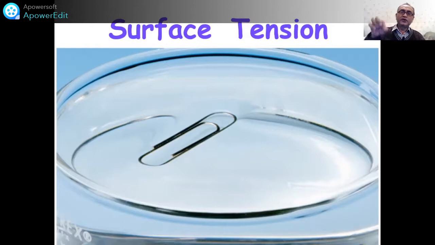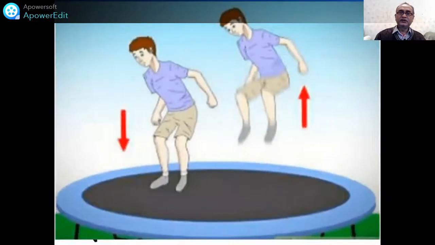Suppose we put another object which has more weight, then it will sink, right? So it means the stretched surface can hold only some limited value of weight. Like in this trampoline, the weight of the boy is fine, the weight of a man is fine. But suppose we have a very huge animal like a camel or an elephant, then what will happen?